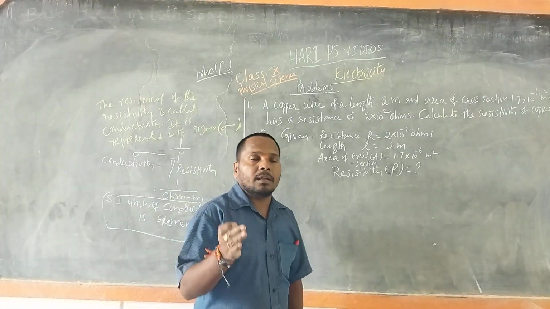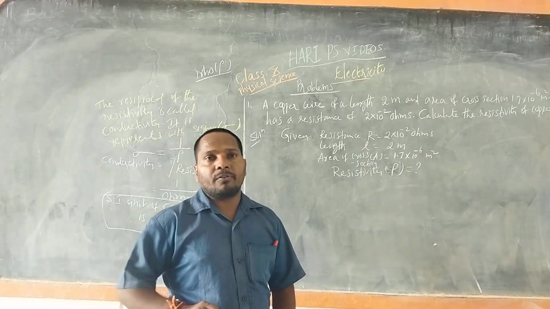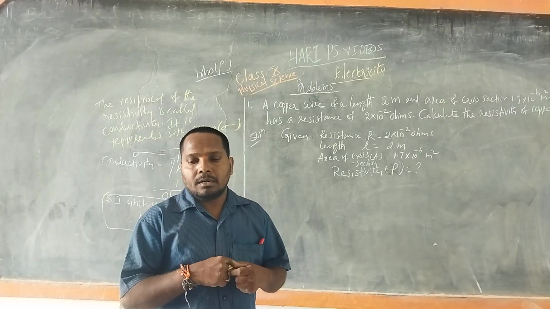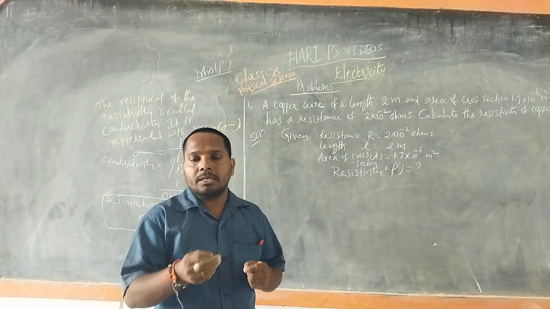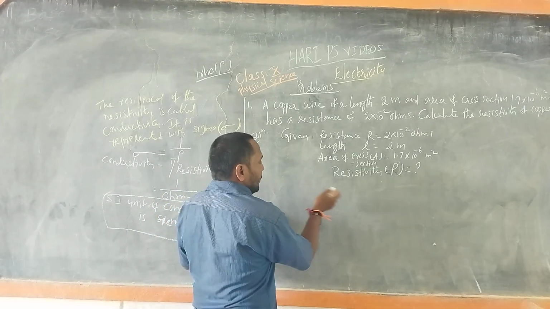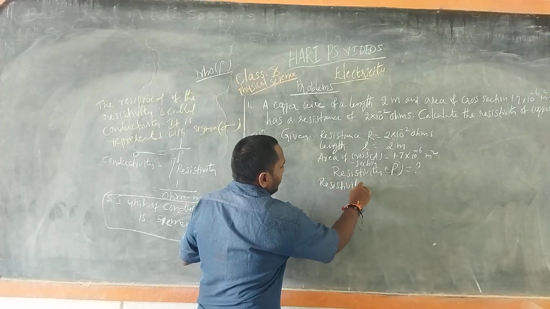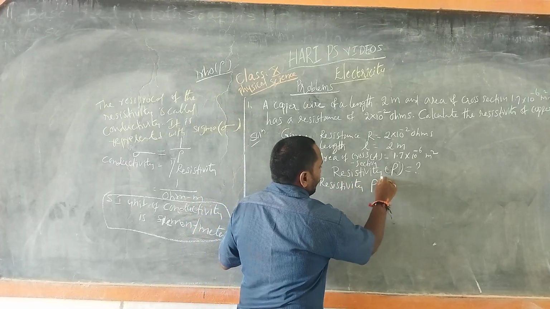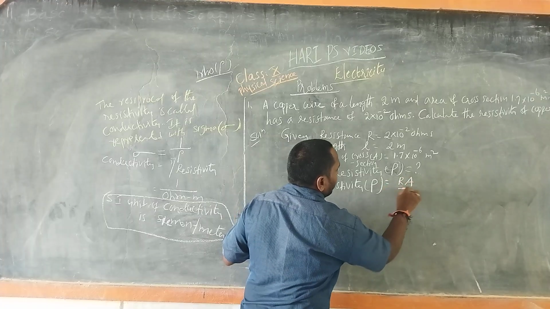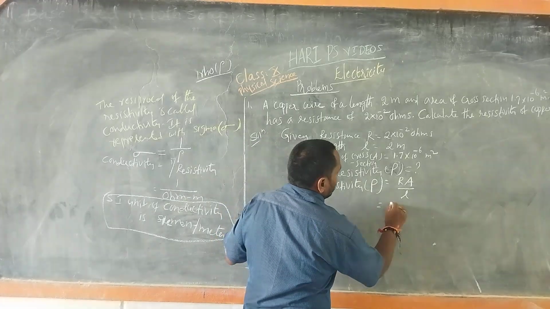So read the problem at least twice or thrice. Understand the given values, then use the correct formula. To use the correct formula, please read the problem at least twice or thrice. So as we know, resistivity rho is equal to RA by L. Substitute the values of R, A and L.